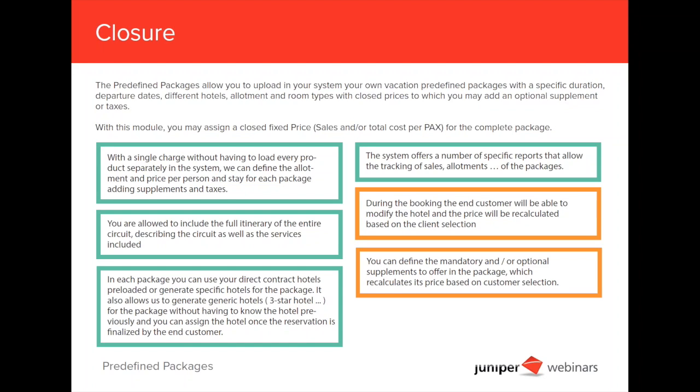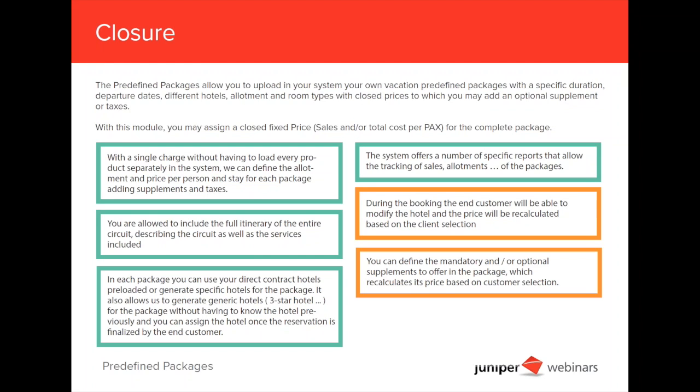You are allowed to include the full itinerary of the entire circuit, describing the circuit as well as the services included. Remember, in each package, you can use your direct contract hotels, or you can generate generic hotels too. The system offers a number of specific reports that allow you the tracking of sales of the package. And during the booking, the customer will be able to modify the hotel and the optional supplements, and the price will be calculated based on the client selection.